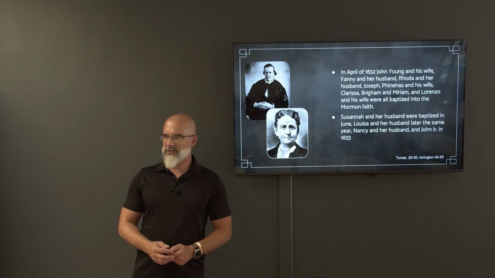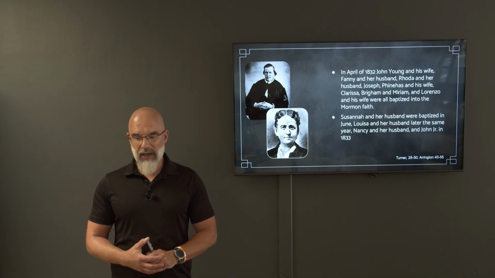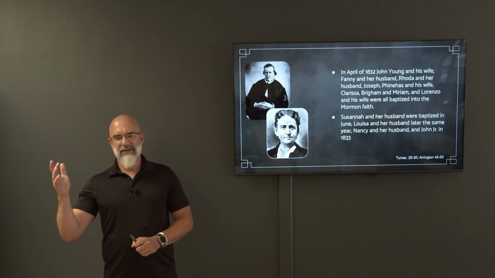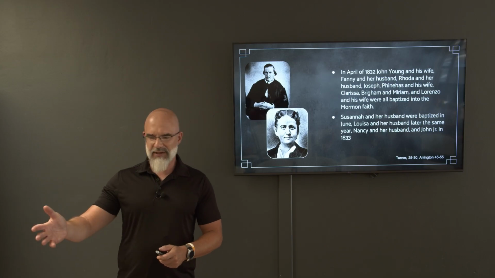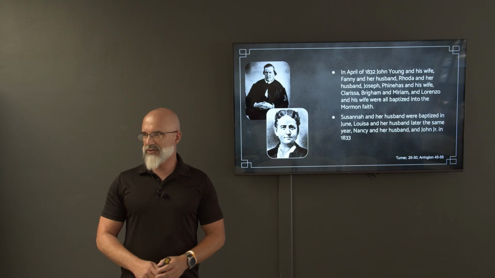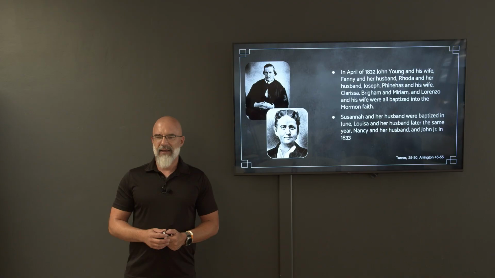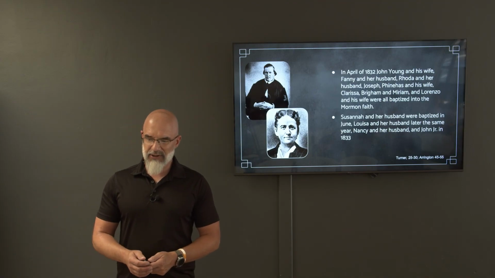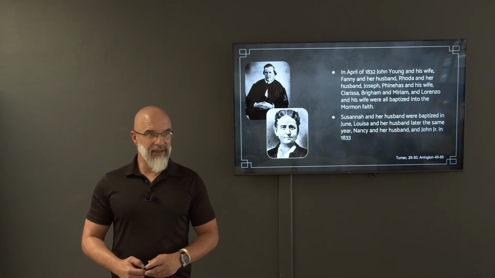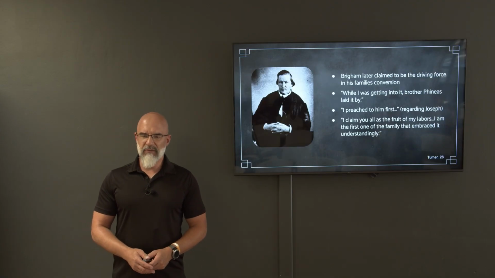In April of 1832, virtually the whole Young family converted to the Mormon Church. So John Young and his wife, Fanny and her husband, Rhoda, Brigham's sister, and her husband, Joseph, Phineas and his wife, Clarissa, another sister, Brigham and his wife, Lorenzo and his wife. In April of that year, they were all baptized into the church at the same time. Later in the year, Susanna, his other sister, was baptized. Louisa and her husband a little later, and then Nancy and her husband eventually in 1833. So, big family, and all of them eventually became a part of the Mormon Church.